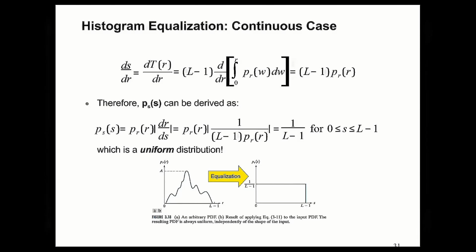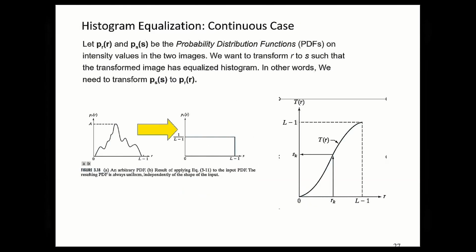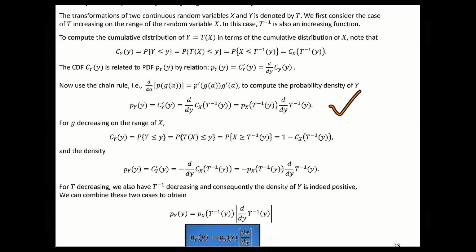So it means that whatever the probability P of R, whatever the PDF of R is, regardless of that you will get 1 by L minus 1, because it has been cancelled out. So this is the PDF of the original image, and I want another image that should have a uniform PDF. The transformation in between is the CDF. I transform this to S.